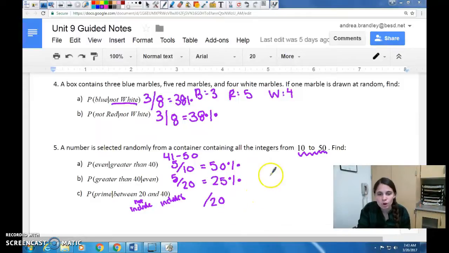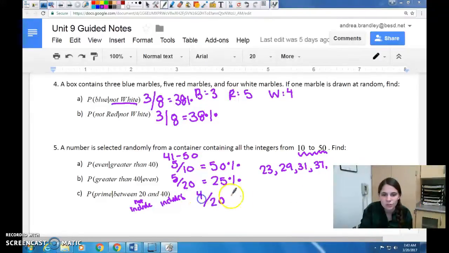So then I've just got to count my prime ones. I'm starting with 21, 22, neither of those are prime. 23 is prime. And we only have to worry about odd numbers since even numbers are never prime. So 25 is not, 27 is not, 29 is, 31 is, 33 is not, 35 is not, 37 is, 39 is not. So we have 4 total prime numbers that are between 20 and 40.